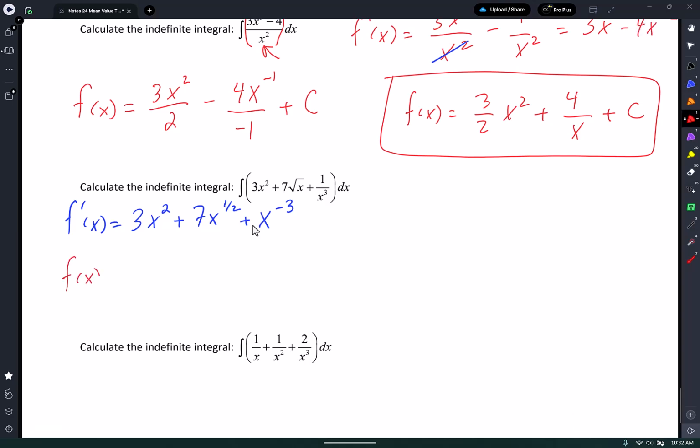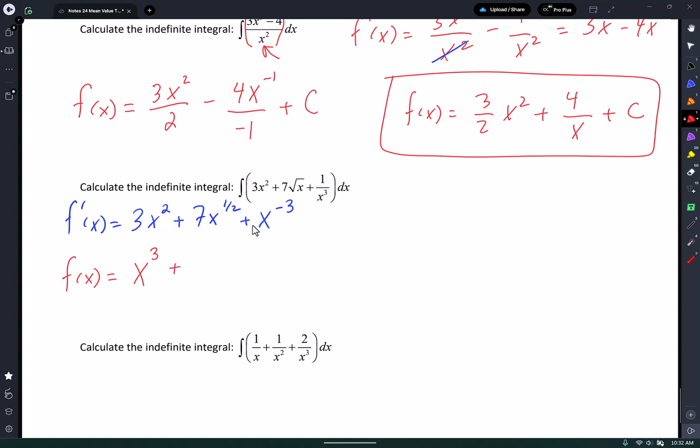F of x, your antiderivative. What's the antiderivative of 3x squared? Let's go slow. X to the third divided by, so what's going to cancel? So it's just going to be x to the third. X cubed, perfect. Okay, this one I'll go ahead and go slow.